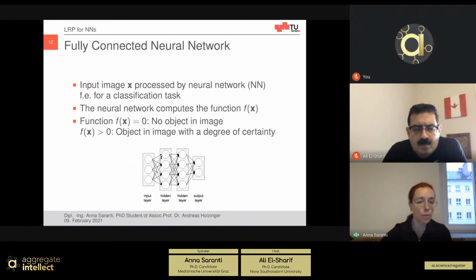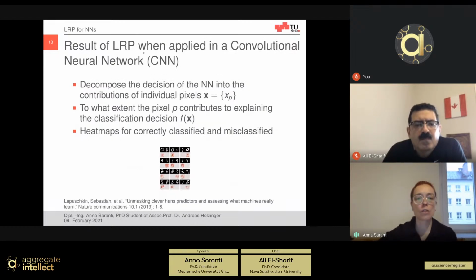Let's make a concrete example. Let's assume that we have a data set where we want to classify images not containing a building and others that do contain a building. So simple as that. The result of LRP when applied, for example, in a simple convolutional neural network can be as follows. It would decompose the decision of the neural network into contributions of individual input pixels, and would also highlight to what extent the pixel P contributes to explaining the classification decision of the network f of x.